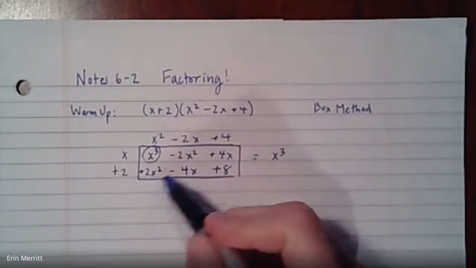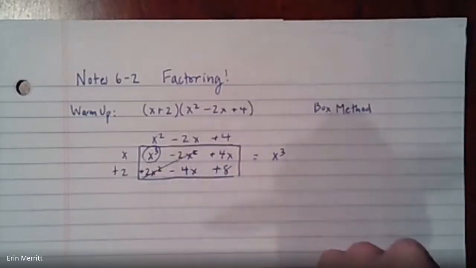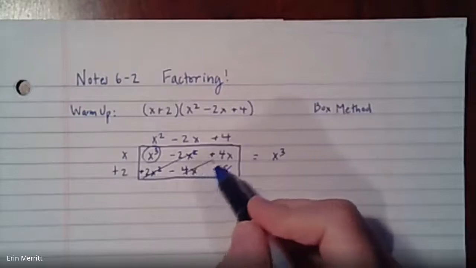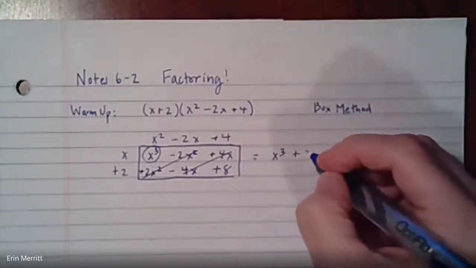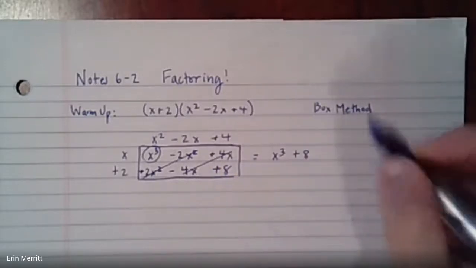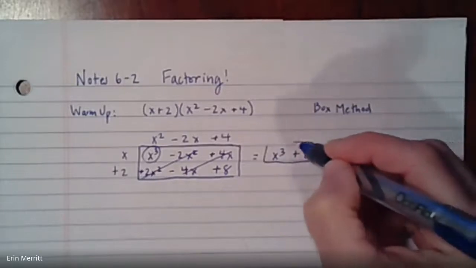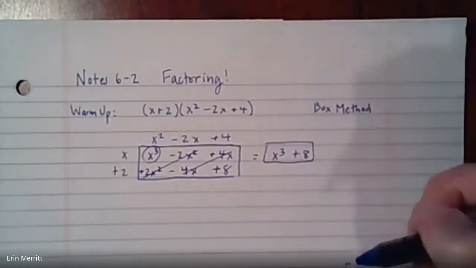When we go to simplify all this, we get an x cubed here. This is a plus 2x squared and a minus 2x squared. Those are going to cancel. Plus 4x minus 4x, they cancel. And then all you're left with is a plus 8 right here. This is going to be important to look at in just a couple of minutes.